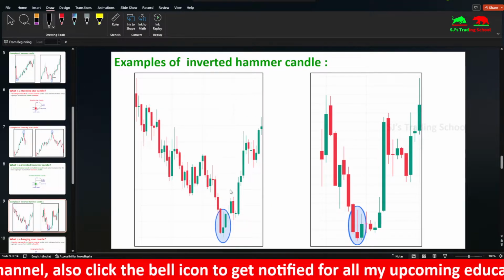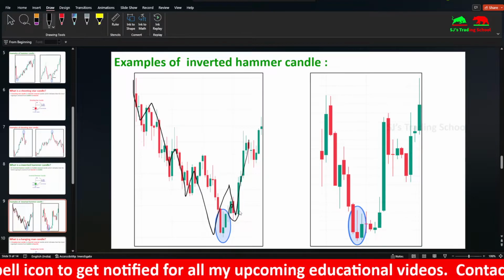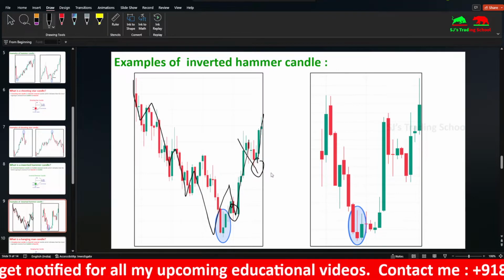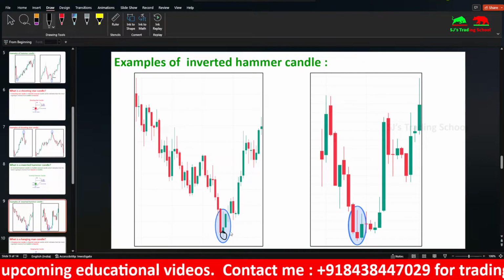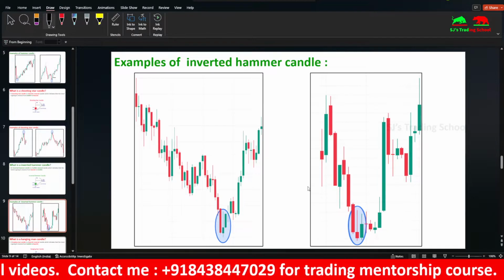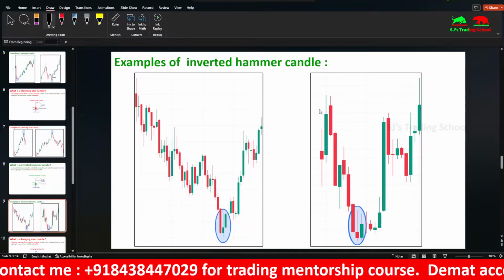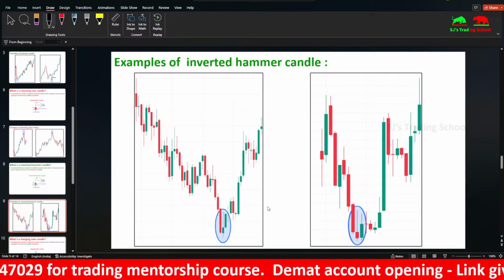So the example is here. The prior trend is a downtrend and the inverted hammer forms here. It can also form here, and it can also form here, and the trend goes like this. So this is the inverted hammer. There is a tiny shadow downwards. Irrespective of the color, whether it's a green or bullish or bearish candle, you can take it, but the previous trend must be a downtrend. So this is what happens.